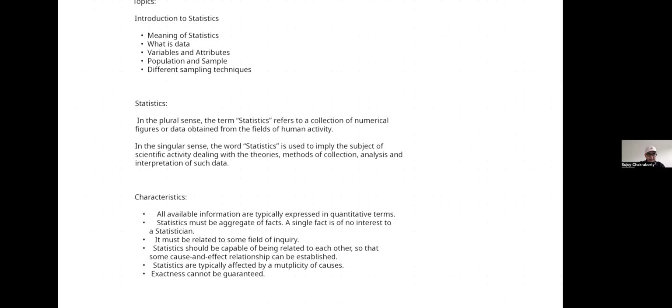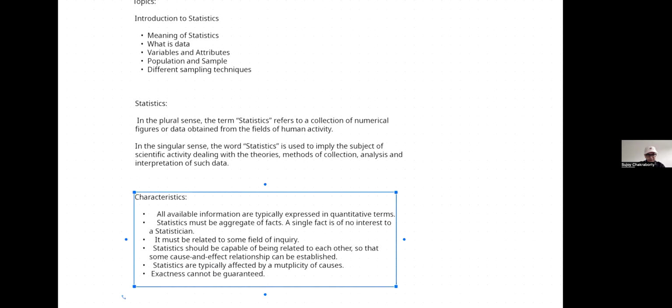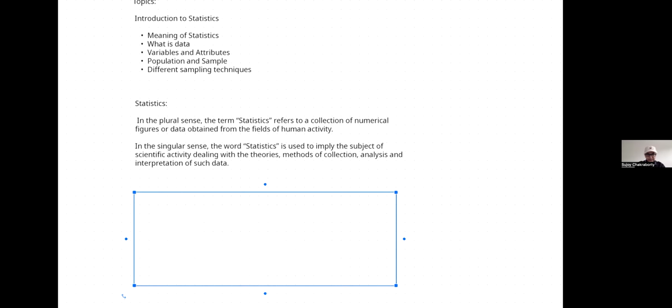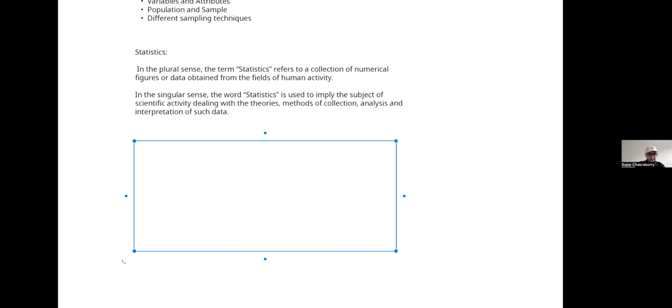Now, there are certain limitations to statistics as well, and let's talk about that now. The first limitation is that statistics is applicable only to quantitative data and cannot be used to study events which cannot be expressed numerically.